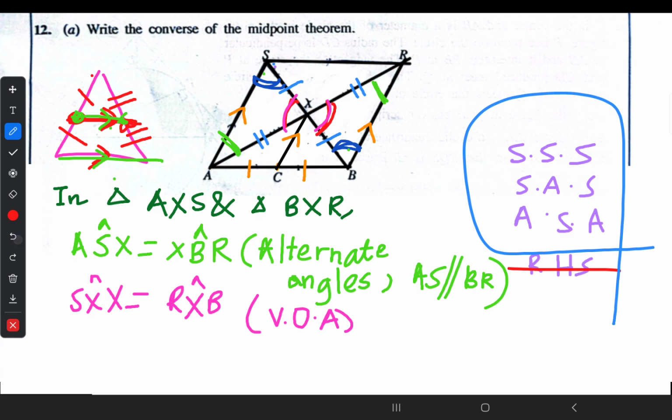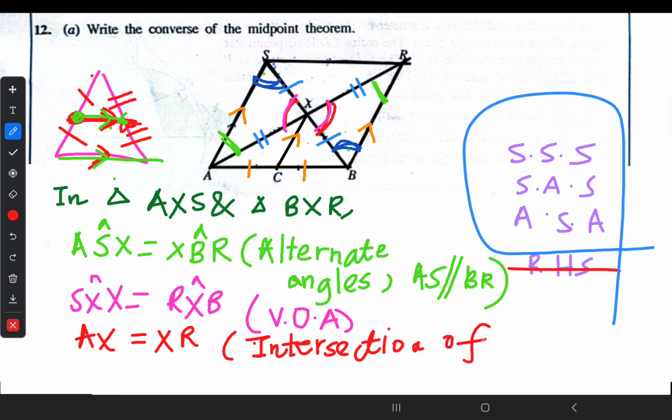Third one, you can write this one equals to this one. I'm going to show AX equals XR because the total length is bisected by this diagonal. So you can write the reason as intersection of diagonals. There are many theorems here you can use. You can show this one and this one are equal. If not, this one and this one are equal. If not, this and this equal. There are many intersection of diagonals.